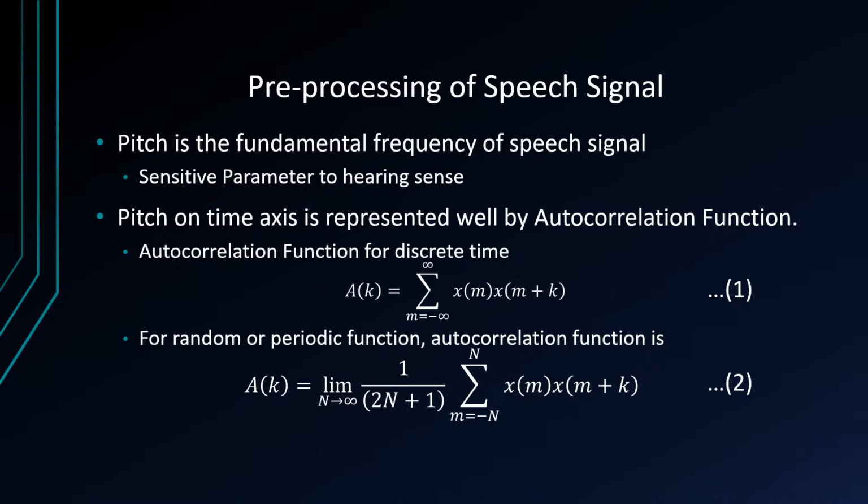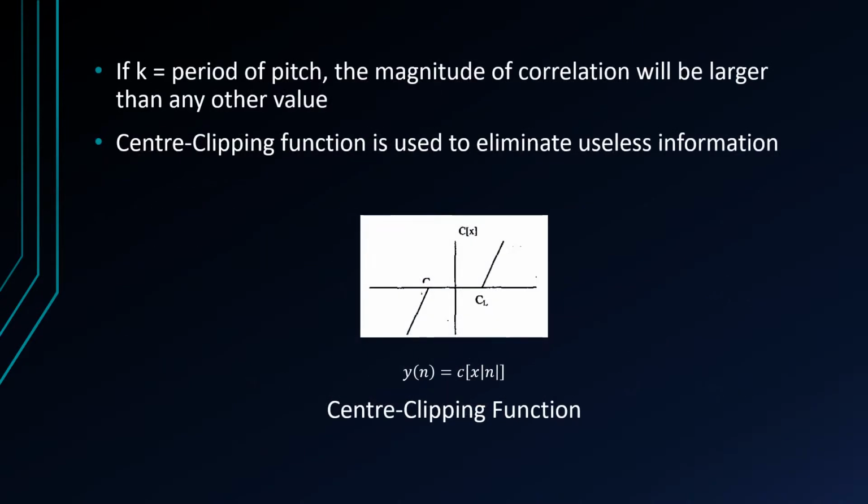The autocorrelation function for discrete time is given by equation 1, whereas for random and periodic functions, the autocorrelation function is given by equation 2. In these equations, k represents the time period. If the value of k is equal to the period of pitch, then the magnitude of correlation will be larger than for any other value. This means that the speech signal does not only have pitch information but also a lot of other data. So, to filter out the useless information, we use a clipping function. Here, y of n represents a clipping function where the resulting data will be free of any distorting information and can be used as an input to the RNN.